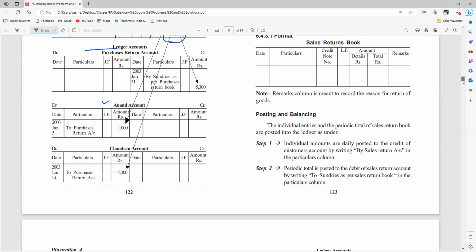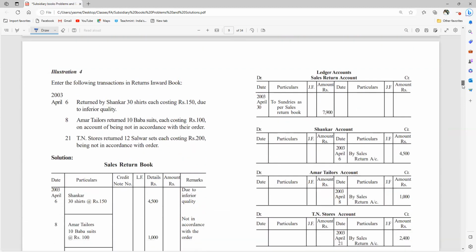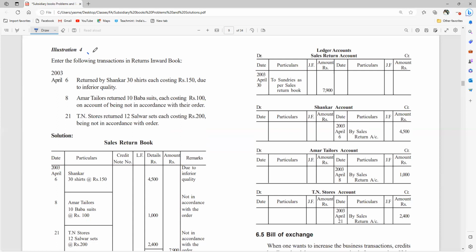Next, sales return. Here they have given illustration 4. Enter the following transactions in the return inwards book. Return inwards means sales return. Return outwards means purchase return. Return inwards means we had sold the goods to someone and that person is giving us those goods back. So that is inward to us. So that becomes the sales return book.